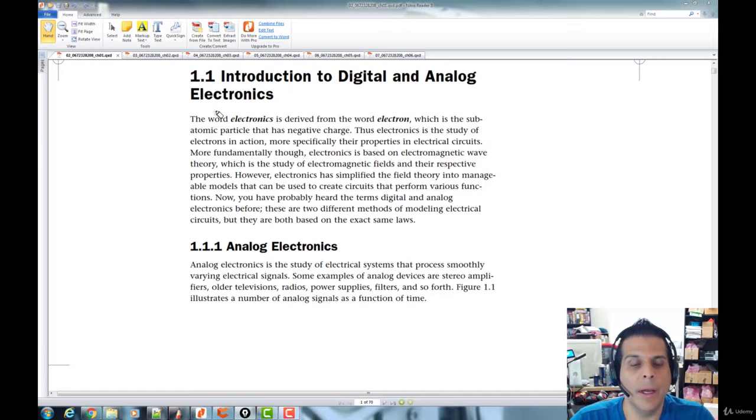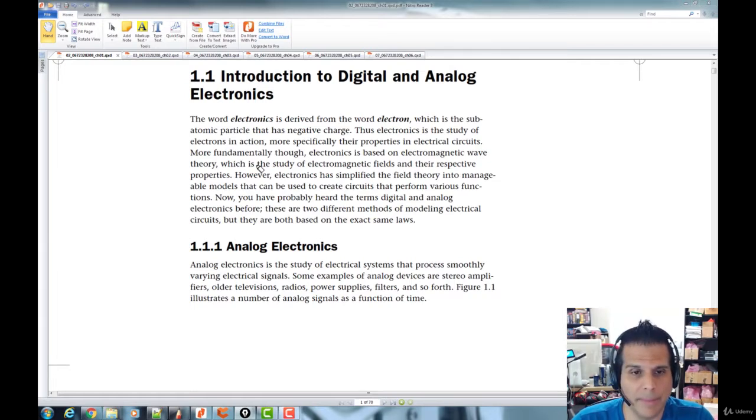All right, so let's start off. I was looking for a good definition, and the definition that I have here of the word electronics is not bad, so let's read this. The word electronics is derived from the word electron, which is the subatomic particle that has negative charge. Thus, electronics is the study of electrons in action, more specifically their properties in electrical circuits.